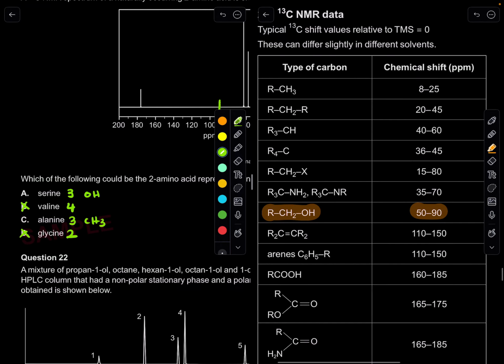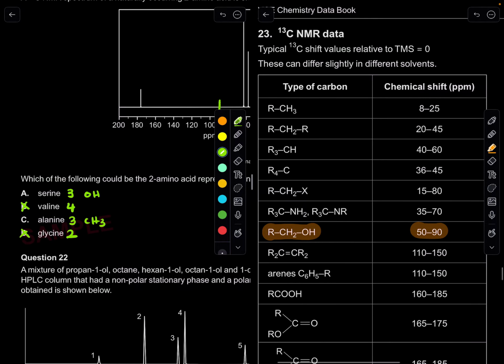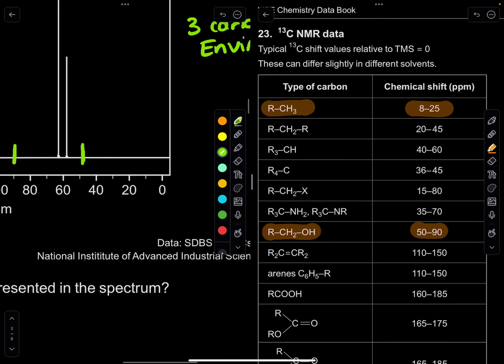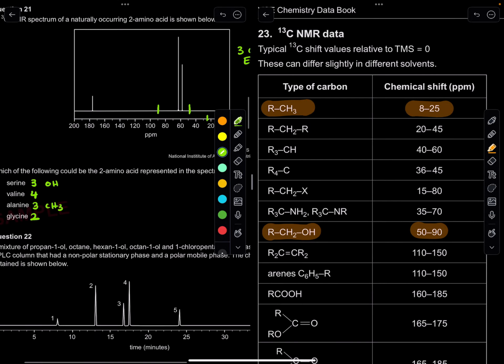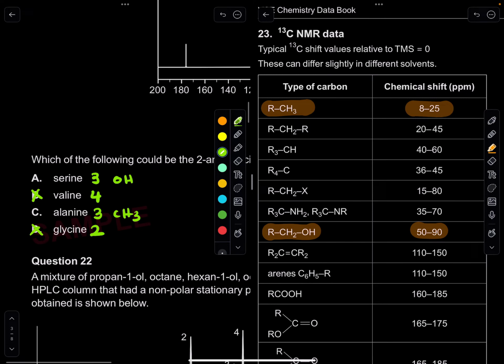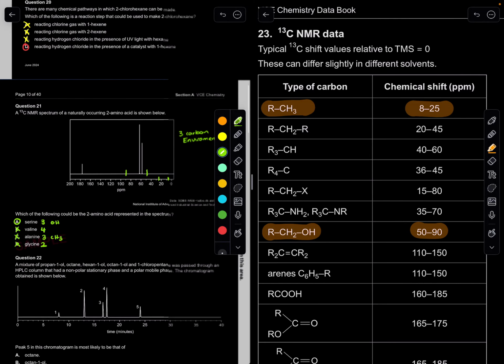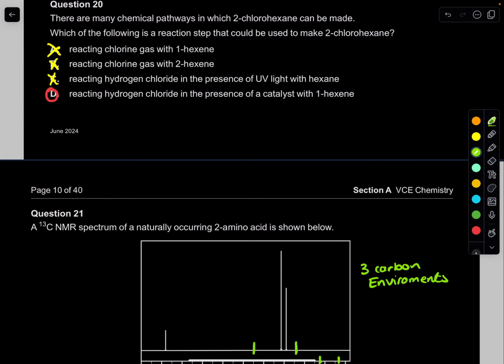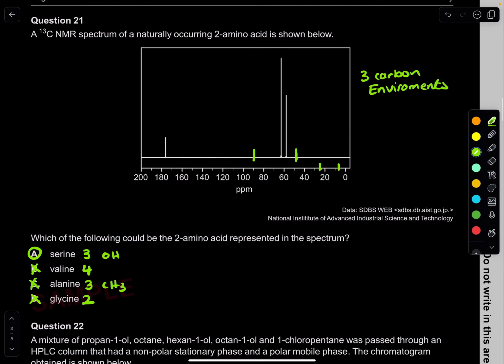What about alanine? The main thing about alanine is it has a CH3. It occurs at 8 to 25. Where's 8 to 25? It's around here. No, there are no peaks in that place. So it can't be alanine. It has to be serine. So choose A. It doesn't have that CH3. There should be a peak here, but there isn't. So, beautiful. All right, that's not bad.